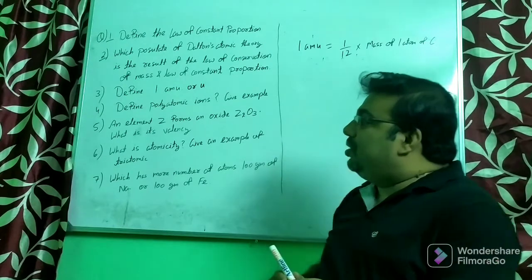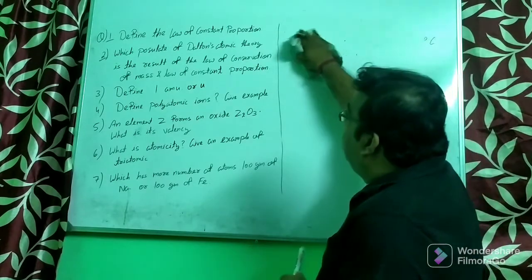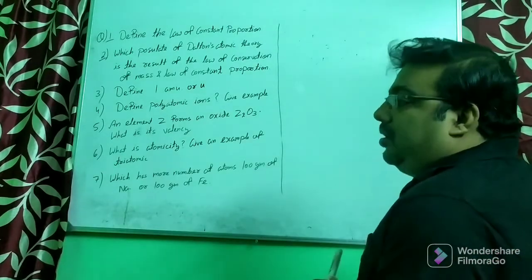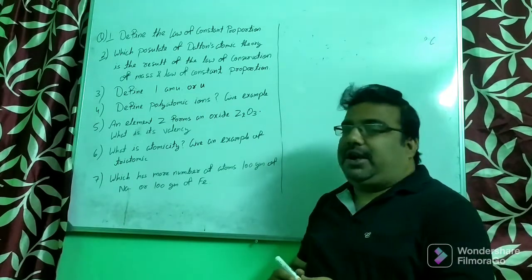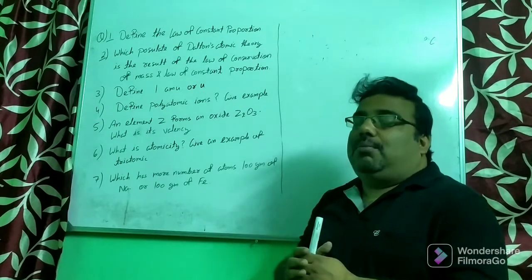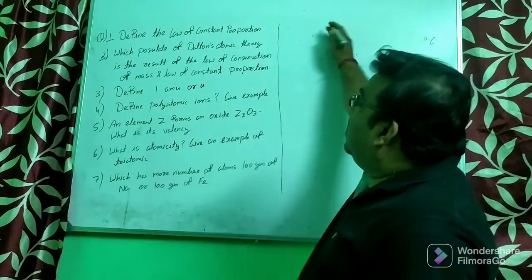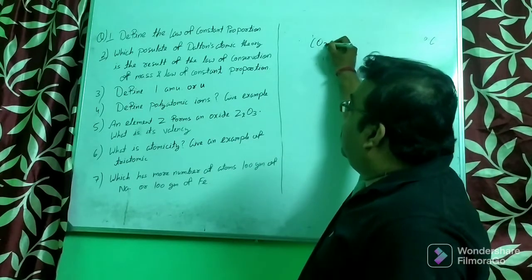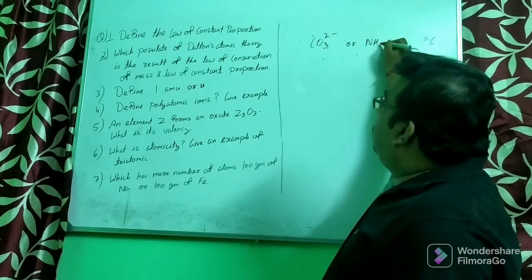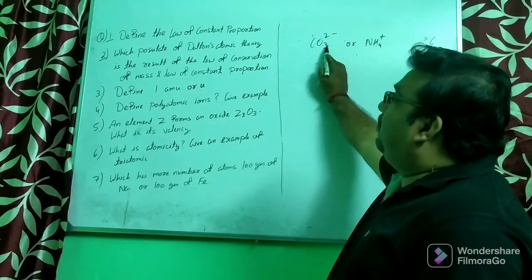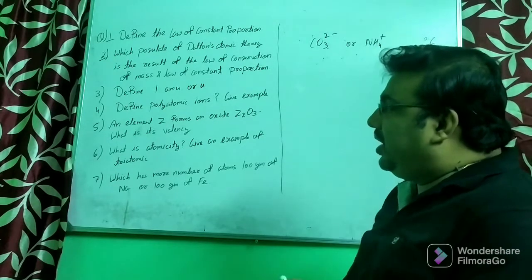Okay. Now we come to the next question. Define polyatomic ions. Polyatomic ions means when two or more than two atoms combine together with a net charge, that is said to be polyatomic ions. For example, CO3 2 minus, or for example NH4 plus. So there are 4 atoms with charge, so that is a polyatomic ion. There are also 5 atoms with charge, that is also a polyatomic ion.